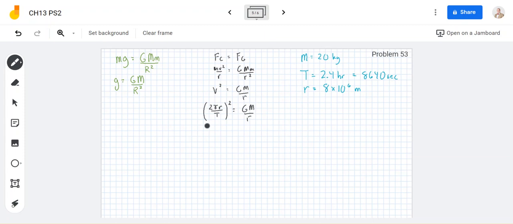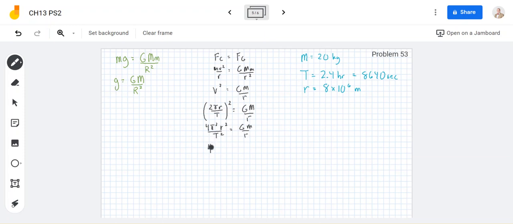If I square everything in here, I end up with 4 pi squared r squared all over T squared on the left side, and that's equal to GM over r. And I think the thing that we're missing here is the mass of the planet. Because if I want to find the radius of the planet, I need to know the mass and the gravitational acceleration. So if we can use this to find the mass of the planet, we can plug it in over here. So let's solve for the mass of the planet here.